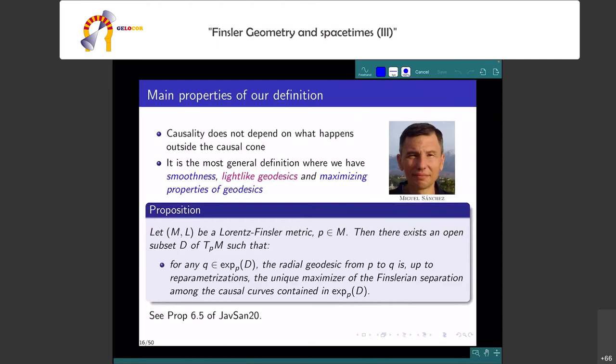of geodesics, you need the index n minus one. Okay, so this is the first result I want to present, that locally, causal geodesics are the unique maximizers of the Finsler separation locally.